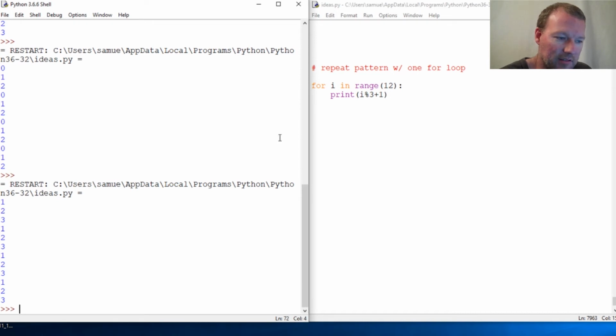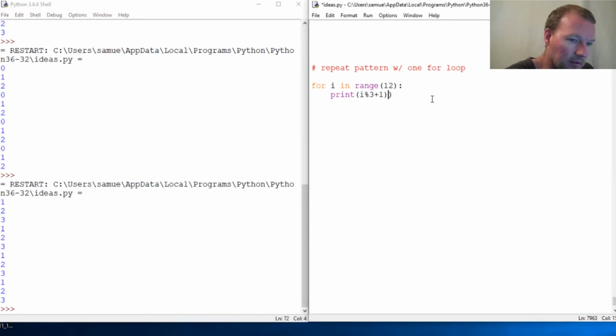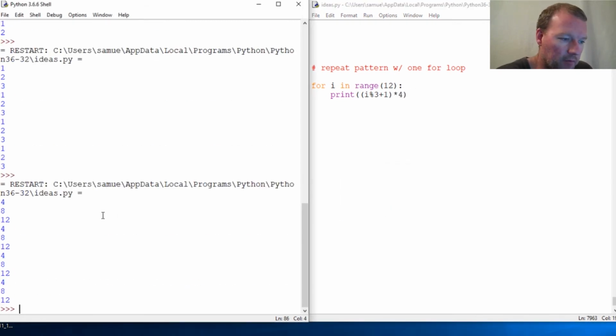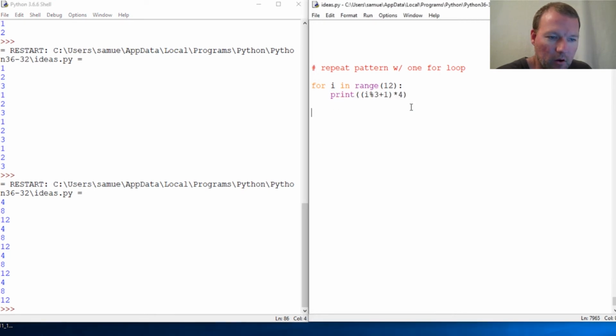Now let's say we wanted to do our 4, 8, 12. So now we got to do a little bit more to it. We got to wrap that for our PEMDAS rules and then multiply by 4. So here we are. 4, 8, 12, 4, 8, 12, 4, 8, 12. But again, readability on this, trash, Pythonic, leveling, garbage.